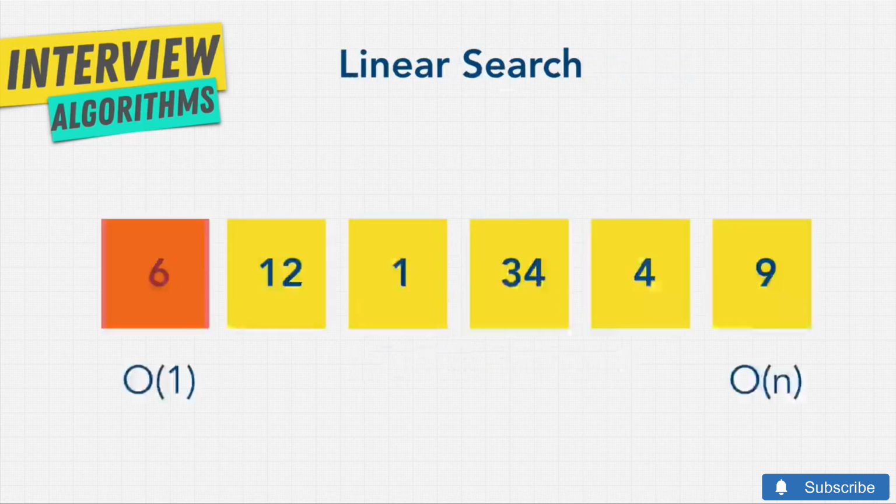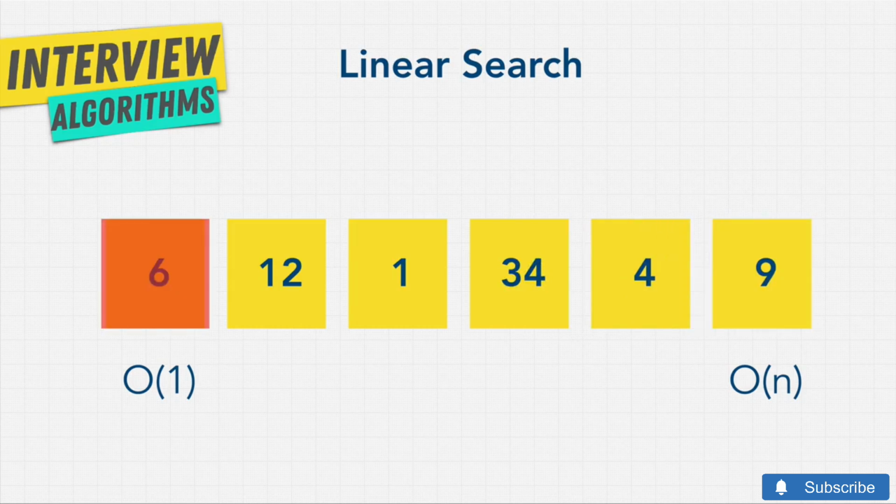Let's take a look at a visual. Linear search is simply this. We have items that can be nodes, that can be numbers, that can be anything. And we go one by one looking through the list. We check the first item, then the second item, the third, the fourth, the fifth, and the sixth.